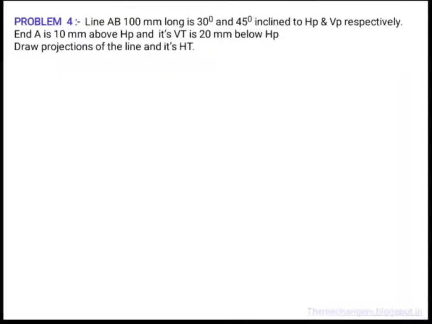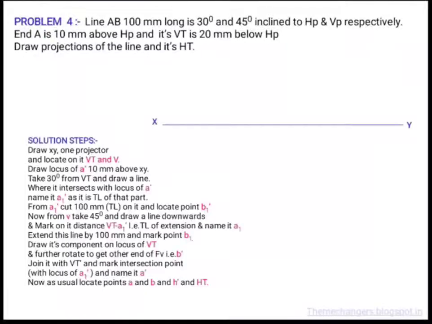See, line AB is 100 millimeter long and 30 degree and 45 degree inclined to the horizontal plane and vertical plane respectively, and A is 10 millimeter above the horizontal plane and its vertical trace is 20 millimeter below the horizontal plane. Draw the projections of the line and its horizontal trace. Now we can solve this problem like this.